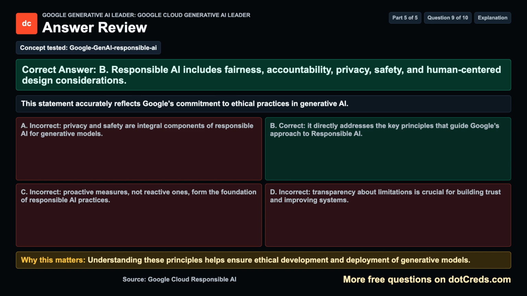Concept tested, Google Gen AI responsible AI. The correct answer is B. Responsible AI includes fairness, accountability, privacy, safety, and human-centered design considerations. This statement accurately reflects Google's commitment to ethical practices in generative AI. Why this matters? Understanding these principles helps ensure ethical development and deployment of generative models.